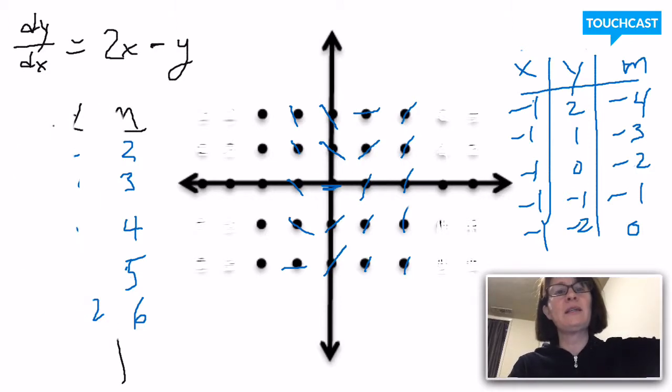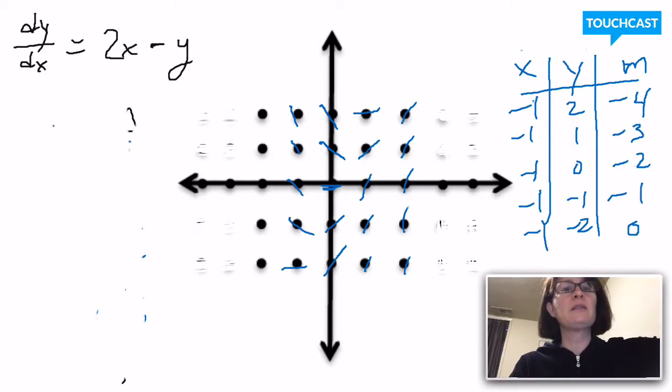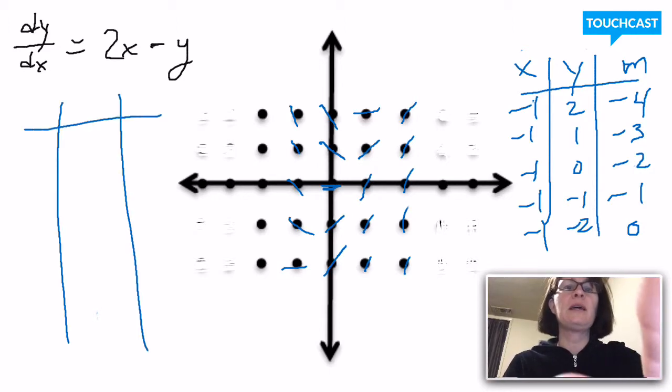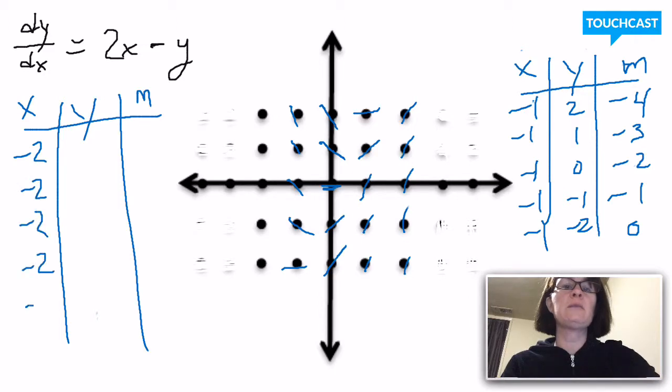One more time. Don't worry, on the AP test, they're not going to ask you to do something this long. We're just practicing. So here we go. What if I let x equal negative 2? There are 5 different y values in my picture. That's 2, 1, 0, negative 1, and negative 2.